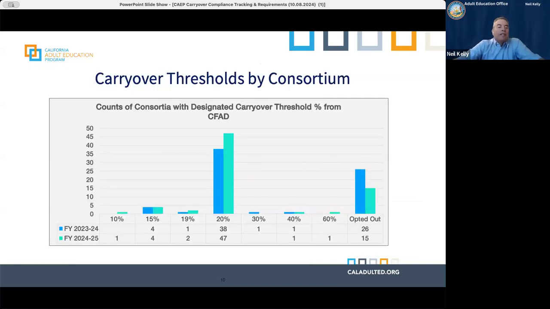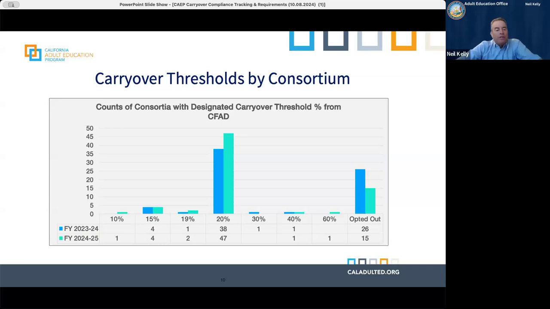And then here is a comparison between 23-24 and going into this year using the CFADs of how many consortia opted in. So we went from 26 opted out in 23-24 and only 15 opted out in 24-25. So maybe that's trending towards people feeling a little more comfortable, and so they're moving to opting in. So if they opted out in 23-24 and opted in, then that starts the 2 consecutive years for the member carryover, if you're following that.